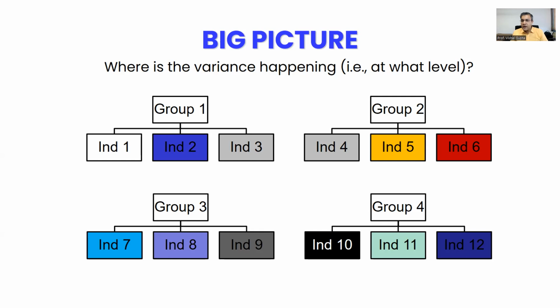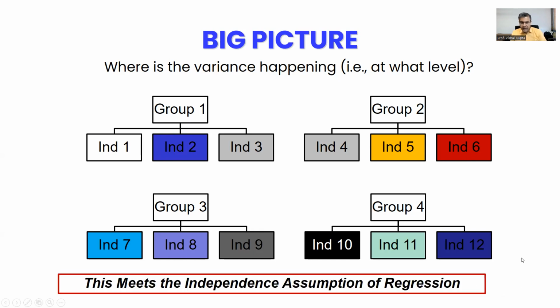What is the general assumption of regression? That you have group 1, you have 3 individuals, they have nothing in common, right? Individuals 4, 5, 6, 7, 8, 9, they are all different colors. And this meets the independence assumption of regression. But I will show you another picture. This is independence. That means all individuals within a group have nothing in common, so I can use the normal regression model that I was using.